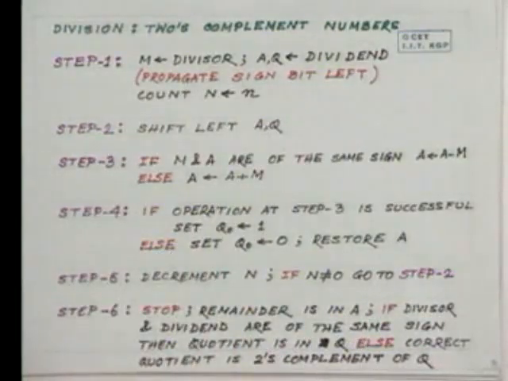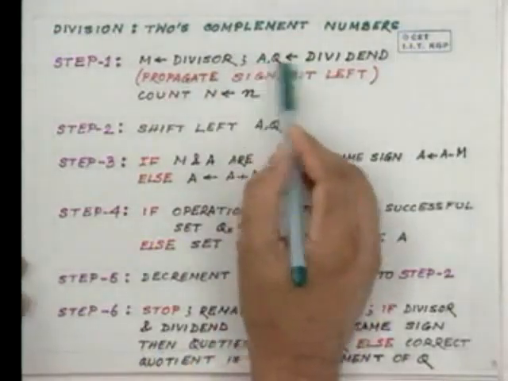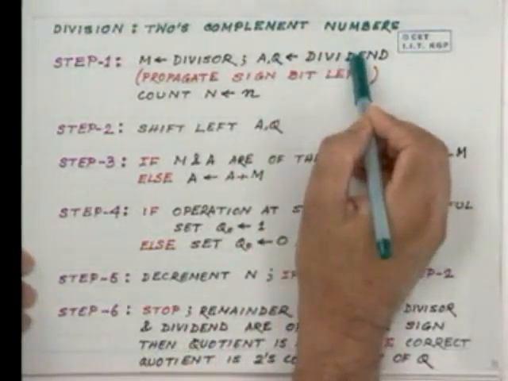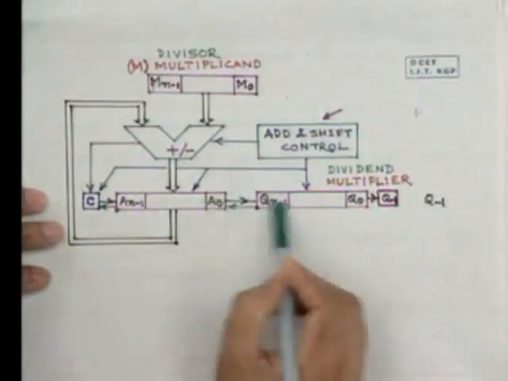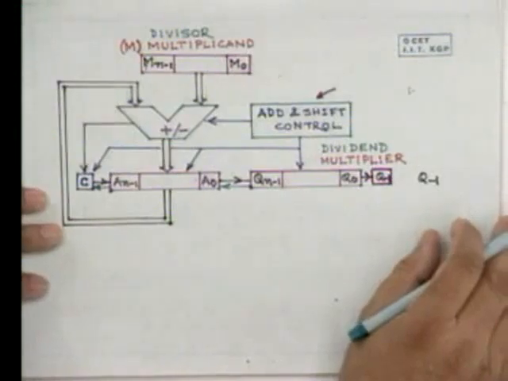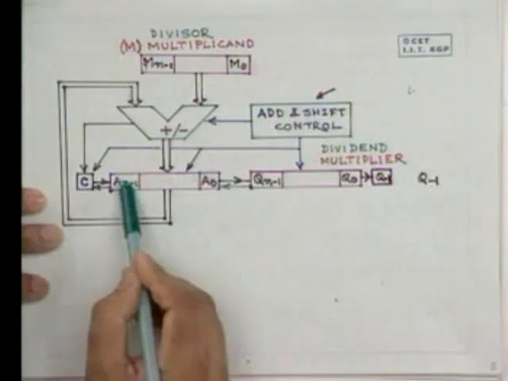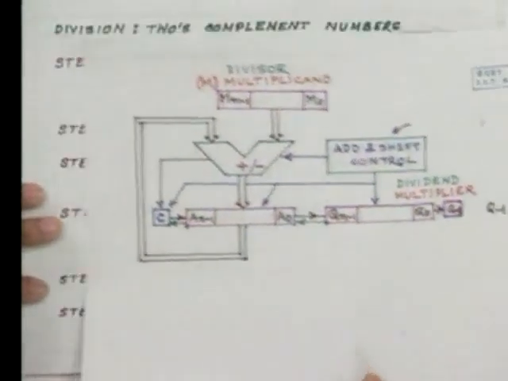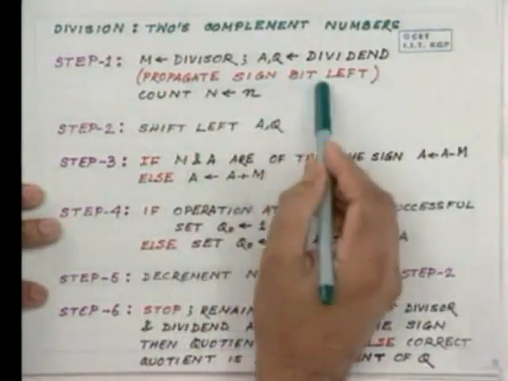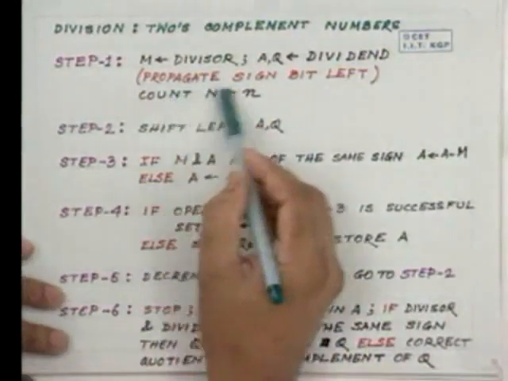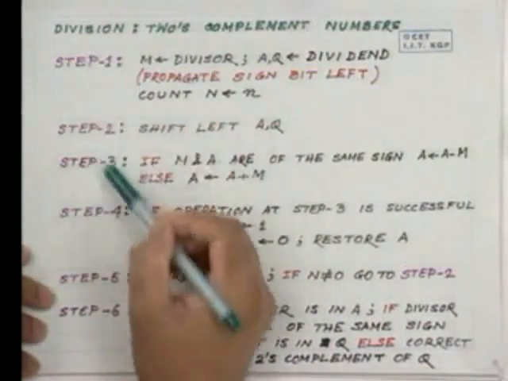First step is once more that the divisor is put to M and AQ is loaded with the dividend. Now, here when we load the AQ, as we said in the case of multiplication also, the sign bit that comes in the Q register is propagated into the A register. Therefore, we propagate the sign bit towards the left. Then count is set to the number of bits. We have given the algorithm stepwise.